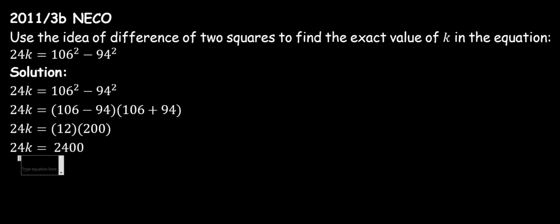Next, we can divide both sides by the coefficient of k to get k. k will be equal to 2,400 divided by 24. And that is to say k is equal to 100.